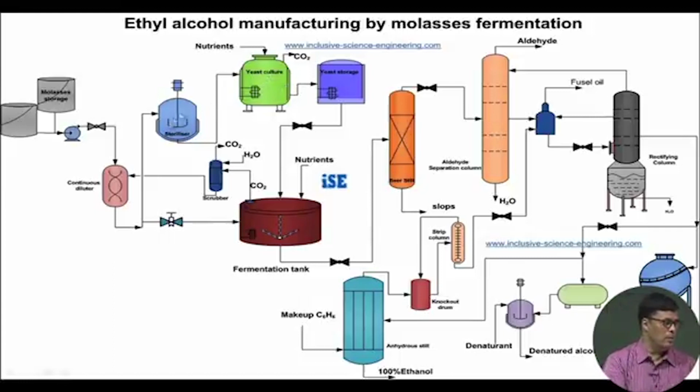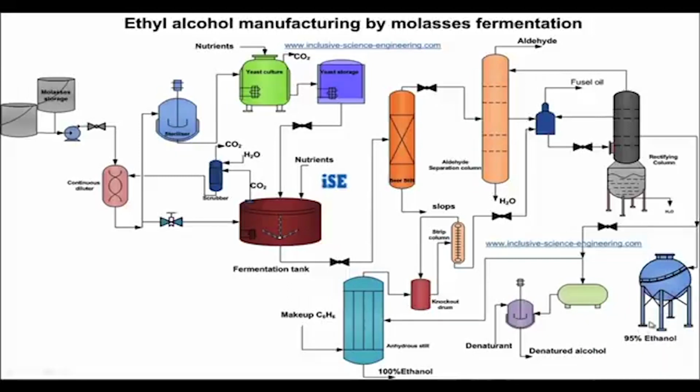So here we require the sterile media, and then here the yeast storage tank, then from that we put it in the fermenter as an inoculum. After the fermentation is over, it passes through the beer still, where we heat this material, and it passes through the distillation column, and from the distillation column we can separate the ethanol.